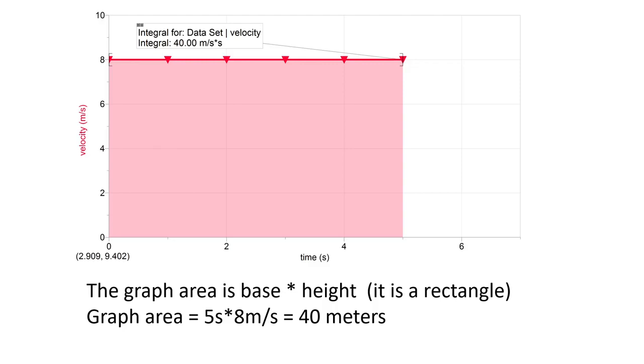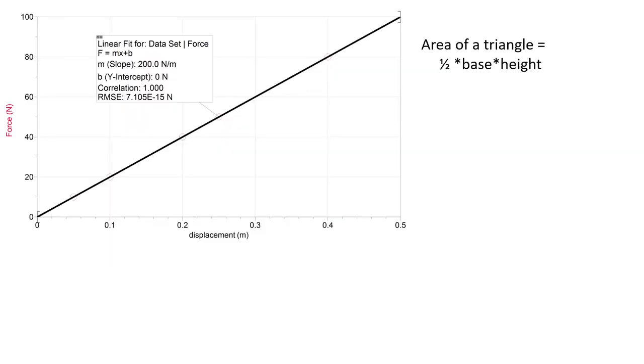So now let's apply this strategy to our graph for the spring. Here is the same graph that we had before. Notice the slope is 200 newtons per meter. Now this graph is a triangle shape, and the area of a triangle is 1/2 base times height.